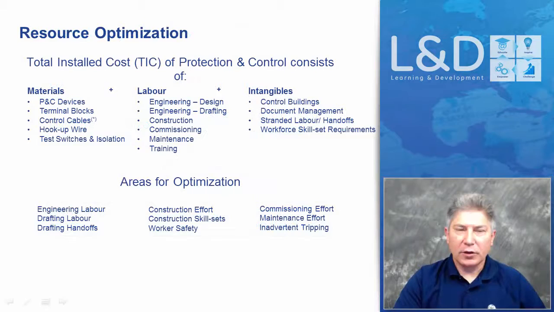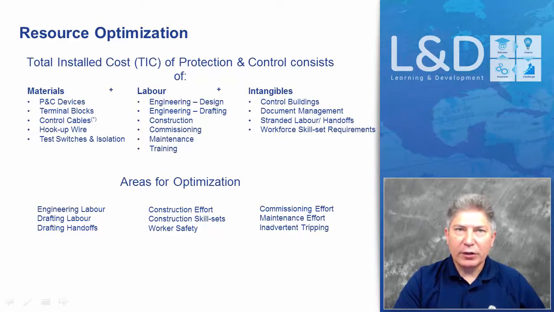So here's some ways to optimize our resources. We've got two categories here. We have our total installed cost of protection and control, consisting of materials, labor, and intangibles. You can see a list there of materials being P&C devices, terminal blocks, control cables, hookup wires, test isolation switches. Labor being engineering for design and drafting, construction, commissioning, maintenance, and training. And intangibles, the control buildings, document management, stranded labor and handoffs, and workforce skill set requirements.